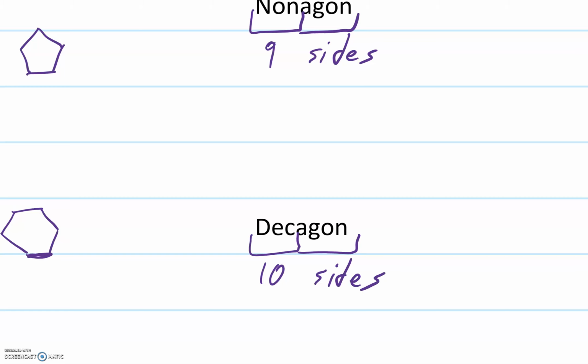And I don't think I can draw this. Let's see here. One, two, three, four, five, six, 7, 8, 9. Okay, well, you know, it's not great, but you know.